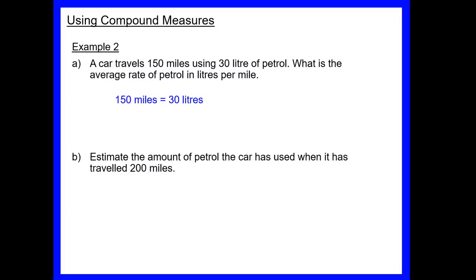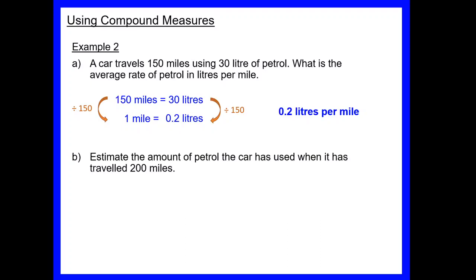So we'll start off with our statement then. We know 150 miles uses 30 litres. Now, as we said, litres per mile means litres for 1 mile. So underneath the miles, we're going to put 1 mile. And I've got to get from 150 down to 1. So to get from 150 to 1, we must need to divide by 150. So we divide both sides by 150 and that gives us 0.2 litres. So our units then 0.2 litres per mile.